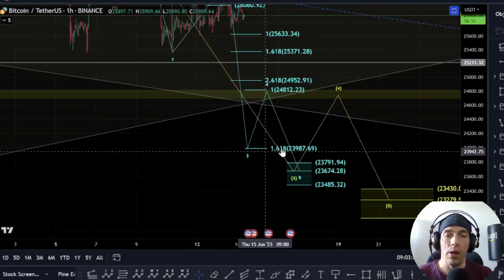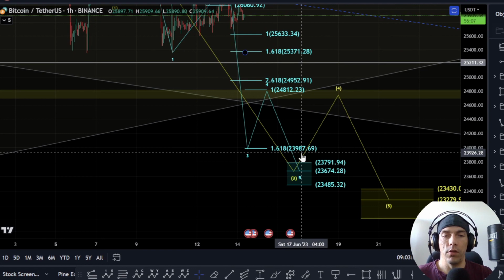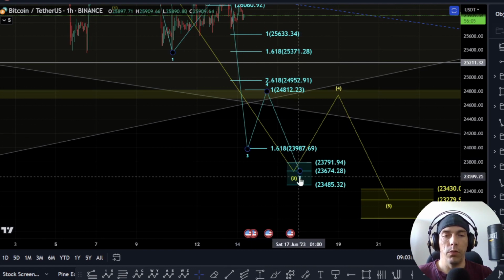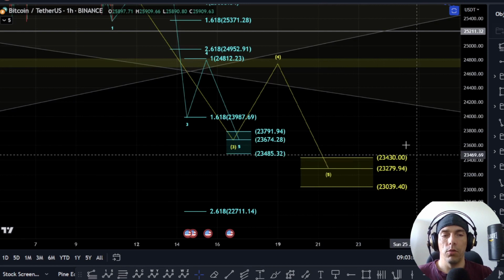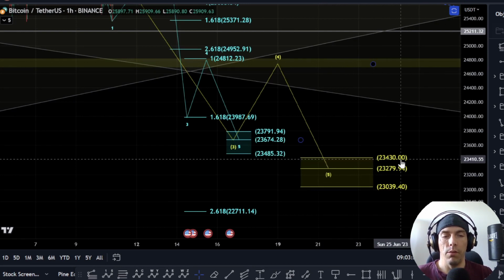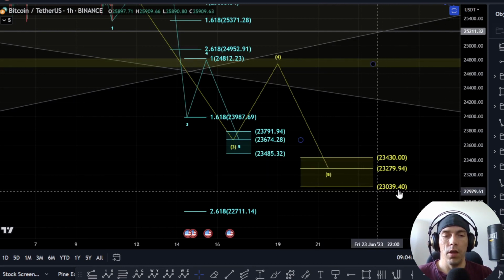to confirm this. Like I said, that target is here, that's 23,987, looking for that potential of a 4th, 5th, then another 4th and a 5th, which would be looking to bring us down towards this 23,430 to this 23,039.